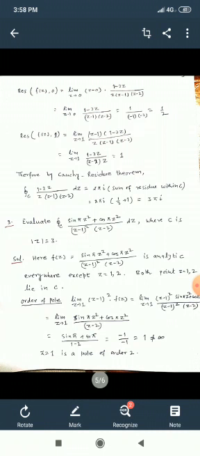So limit as z tends to 1 of (z - 1) whole squared (sin pi z squared plus cos pi z squared) upon (z - 1) whole squared (z - 2). So this is the limit as z tends to 1, where (z - 1) whole squared cancels out. So (sin pi z squared plus cos pi z squared) upon (z - 2). Putting z = 1, this is equal to (sin pi plus cos pi) upon (1 - 2), which is minus 1 upon minus 1, equal to 1, not equal to infinity. It means z = 1 is a pole of order 2.